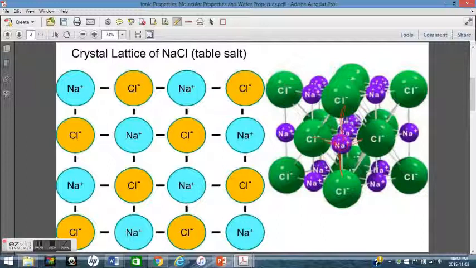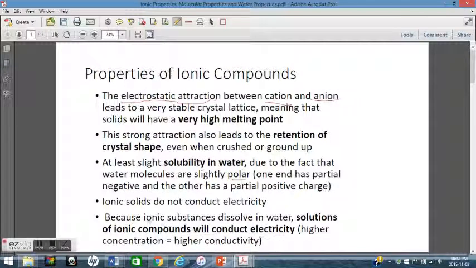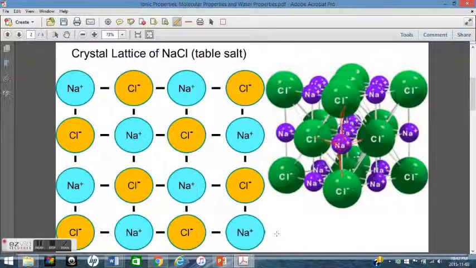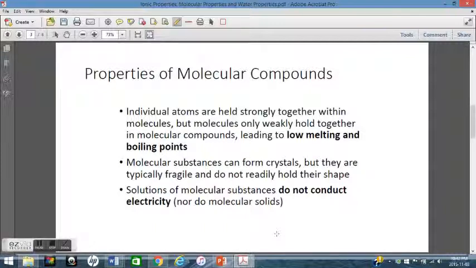Okay. Again, more on that later, but if we were to look here, if you've got chloride, which is negative, close to a partial positive in water, that positive from the water pulls at the chloride just a little bit. And then this sodium next to it is going to be attracted, pulled a little bit by the partial negative in the water. Okay. Now, ionic solids do not conduct electricity, but because they dissolve in water and form ions, solutions of ionic compounds will conduct electricity. And the higher the concentration, the better they will conduct.